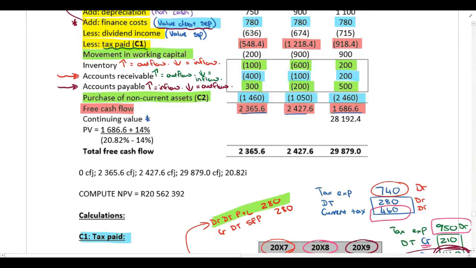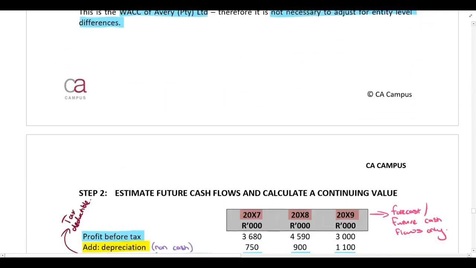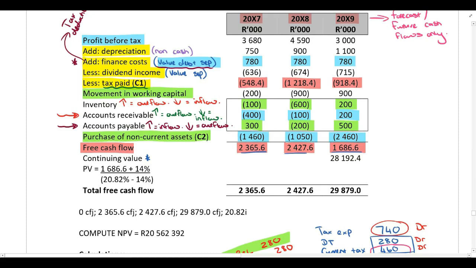Now, we were told in this question, if we go back, that our cash flows are expected to grow at 14% from 20x9 onwards. So that is my growth in perpetuity. In step 1, we calculated our WACC. So we've got our WACC, we've got our growth in perpetuity, and we also have our free cash flows. Now, we have already dealt with the free cash flows for 20x7, 20x8, and 20x9. So we're now looking at the cash flow for 20x10. So that is the next cash flow that I need. So in order to calculate my free cash flow for 20x10, I take my cash flows from 20x9 and I'm going to grow that by 14%. So that is my free cash flow for 20x10. I then divide by my WACC less that growth in perpetuity. And that is going to give me a value.